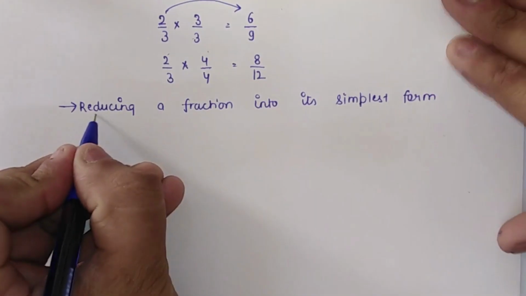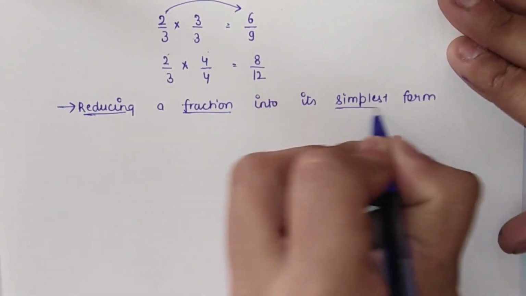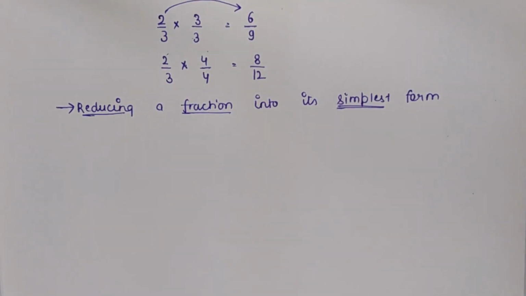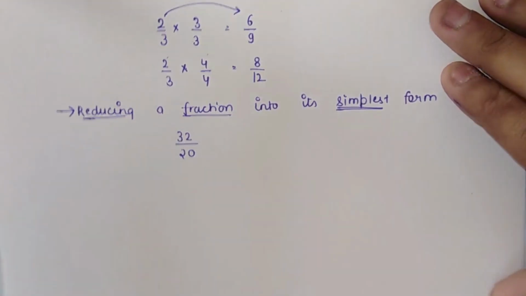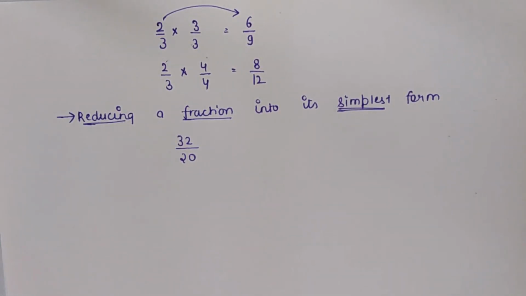Let's talk about how we reduce a fraction to its simplest form. Let's say, for example, I have a fraction like 32 divided by 20. This is the fraction we are given, and we have to convert it into its simplest form. We can say a fraction is in its simplest form only when both the numerator and the denominator have only 1 as their common factor.